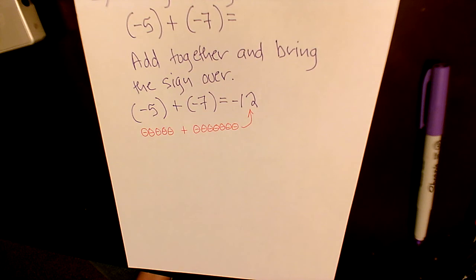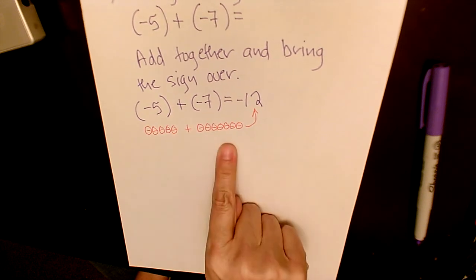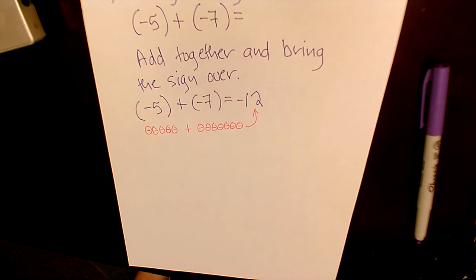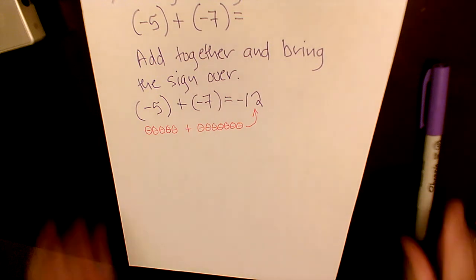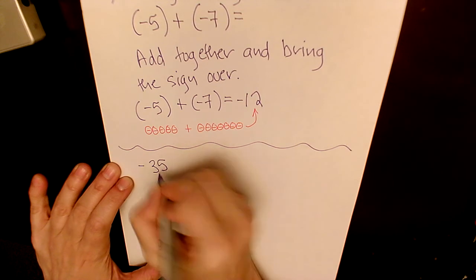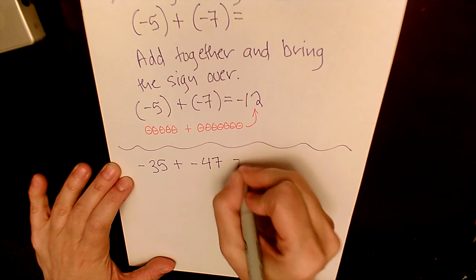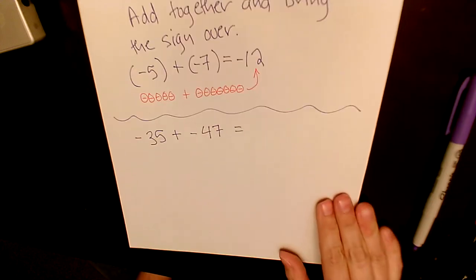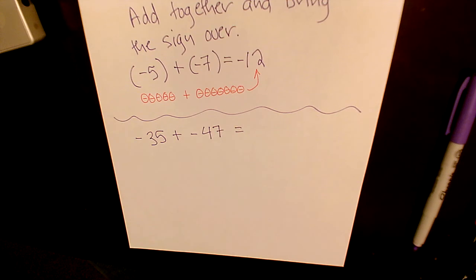So if there are two negatives that I'm adding together, here's a way to draw them out. I've got 5 negatives, I've got 7 negatives. Add them all up and you will get 12 negatives. Let's see another example from the book. If I had a -35, I'm not going to put the parentheses in, and a -47. Okay, let's say I have a -35 and I'm adding that to a -47.